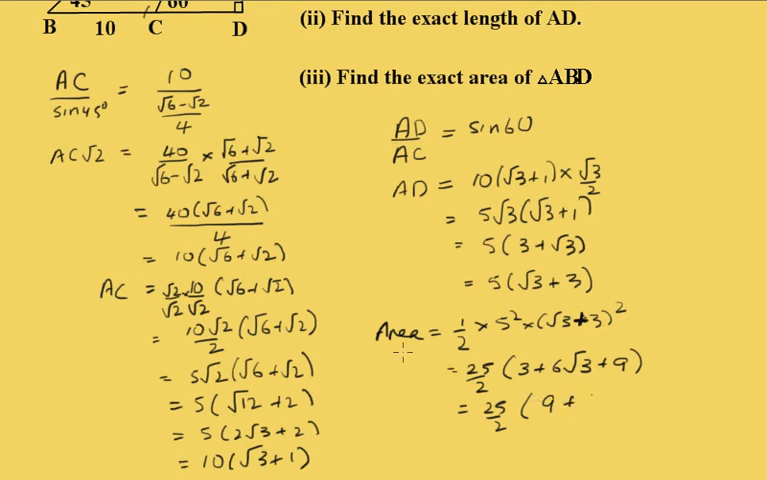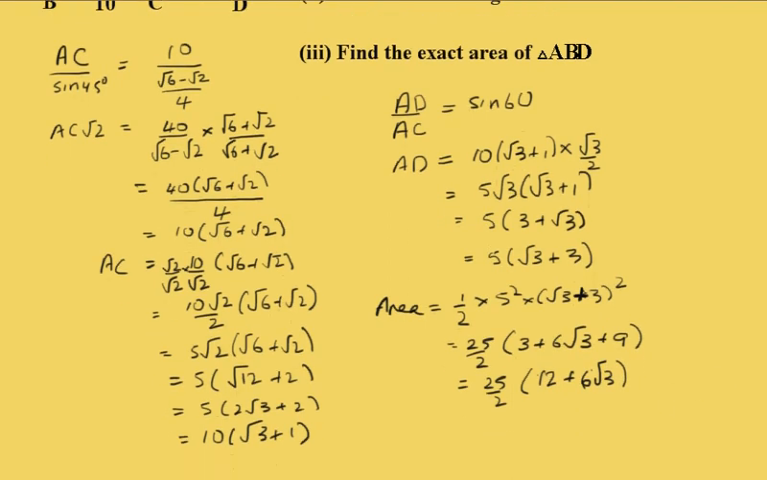Rub that out. Just be careful. I've been concentrating for a while. You can make silly mistakes like that. Okay. That becomes 12 plus 6 root 3. Almost did it again. Okay.